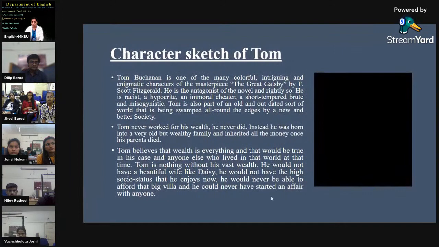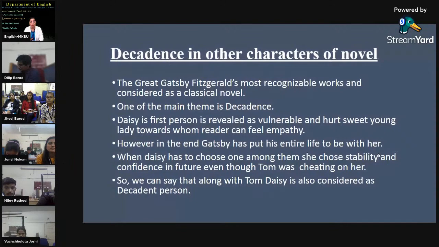And what is Decadence, and which characters are showing the Decadence in the novel? It is also Tom Buchanan, but other than Tom, there is another one, who is Daisy, who is shown to readers as a sweet young lady towards whom the reader can feel empathy. However, when she has an option to choose between Jay Gatsby and Tom, she chooses stability and a lavish life rather than love.